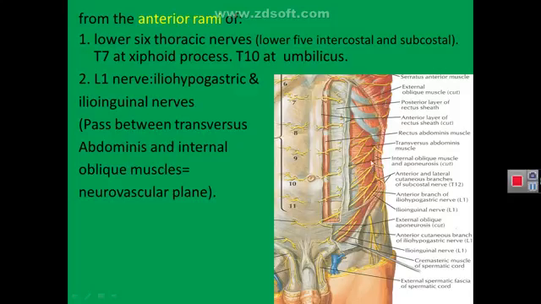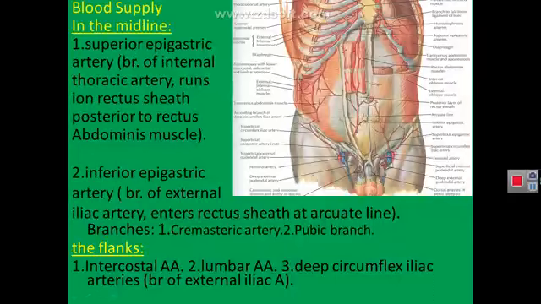So here the plane or the space between transversus abdominis muscle and the internal oblique, this is transversus abdominis, this is internal oblique, is called the neurovascular plane. It contains these nerves, as you can see. Similarly, this plane transmits the vessels.